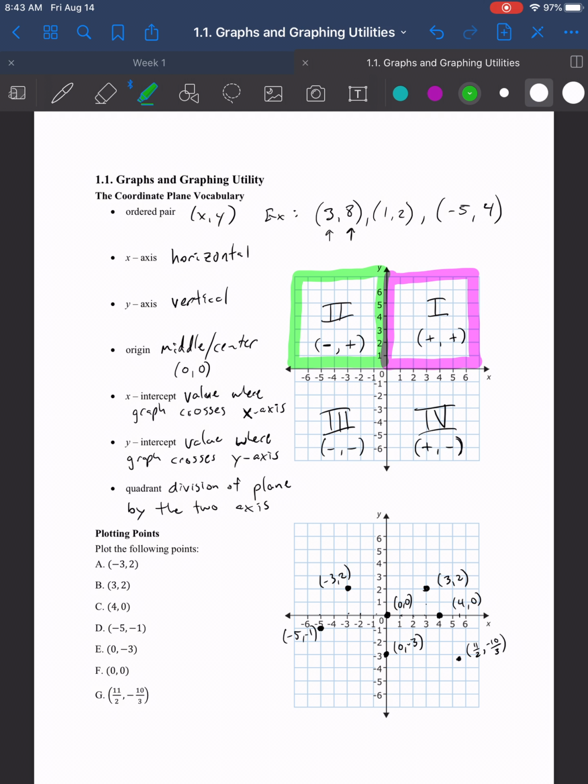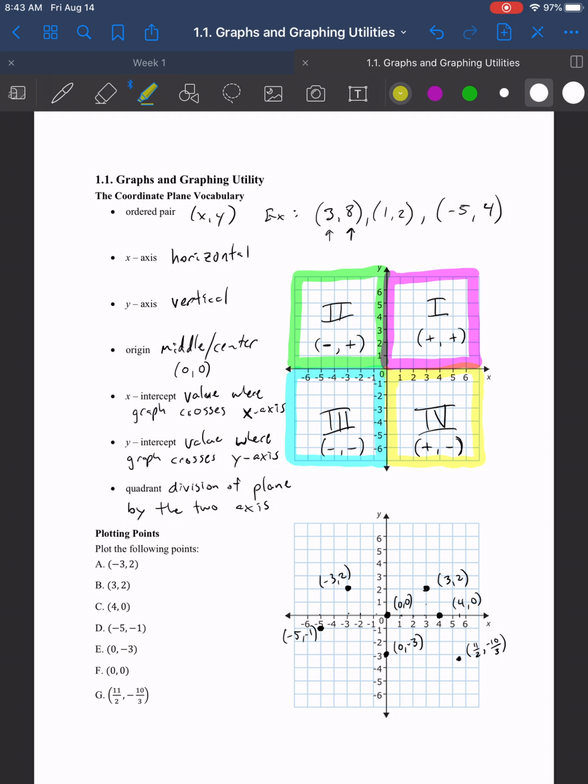Then from there, you go around in a counterclockwise direction to quadrant 2. Then keep going counterclockwise to quadrant 3. And then keep going counterclockwise to quadrant 4. Those are our 4 quadrants, and they're usually labeled with Roman numerals like that.